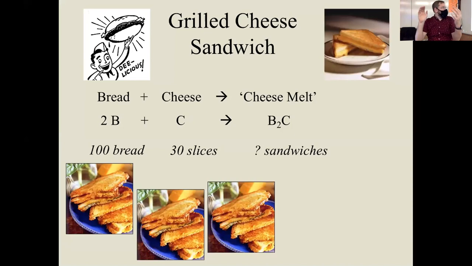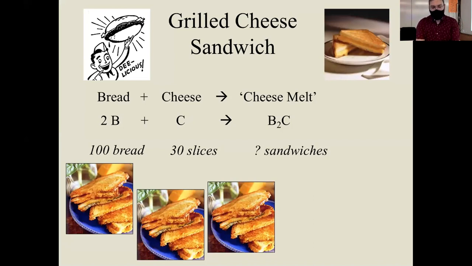So here's another example that's a lot like making s'mores, but simpler. You want to make a grilled cheese sandwich. You get 2 slices of bread and a slice of cheese, and you end up making this grilled cheese sandwich. To make the grilled cheese sandwich, you have to have 2 pieces of bread and 1 piece of cheese, so the equation is B2C. So let's say you've got 100 slices of bread and you've got 30 slices of cheese.